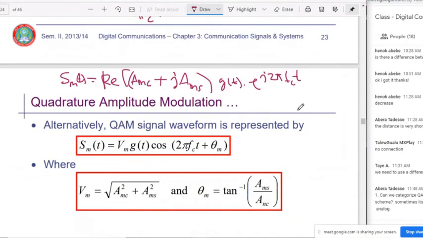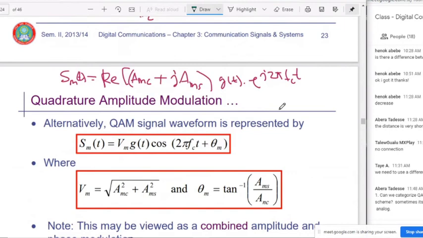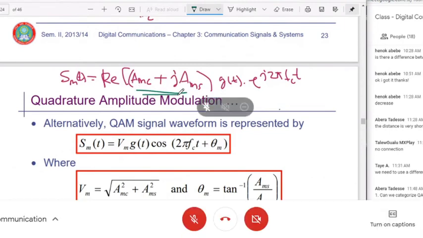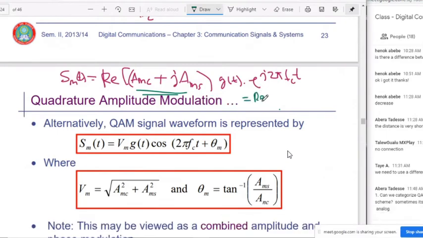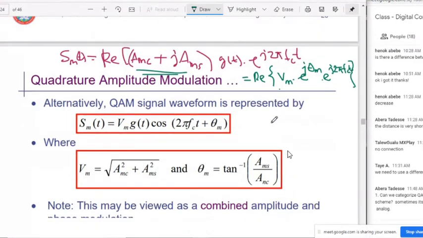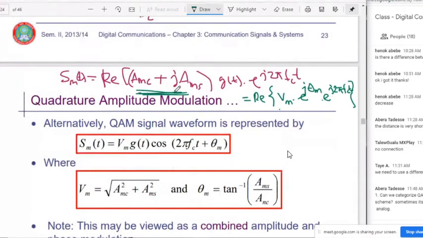So how can we think about this? This can be written as the real part of vm times e raised to j theta m times e raised to j 2 pi f c of t. This is complex, and this complex quantity has its own amplitude. So let vm represent the amplitude.